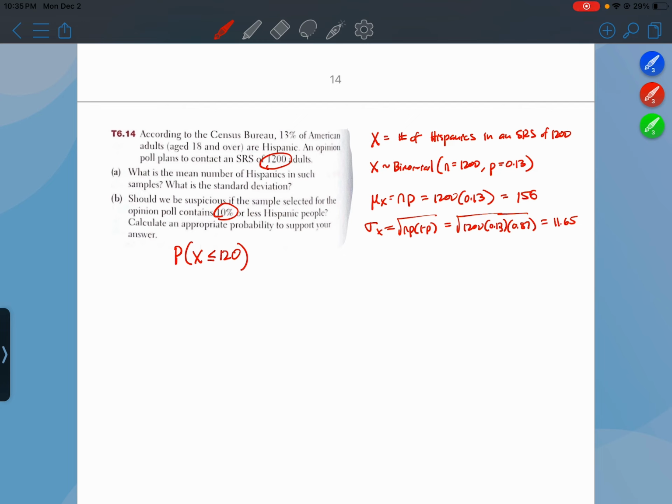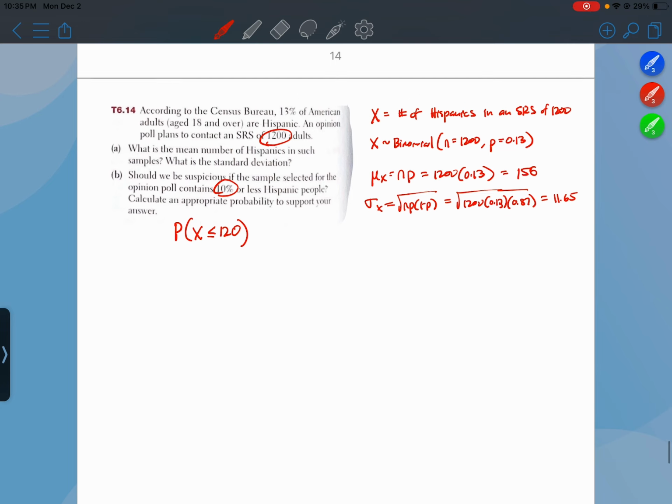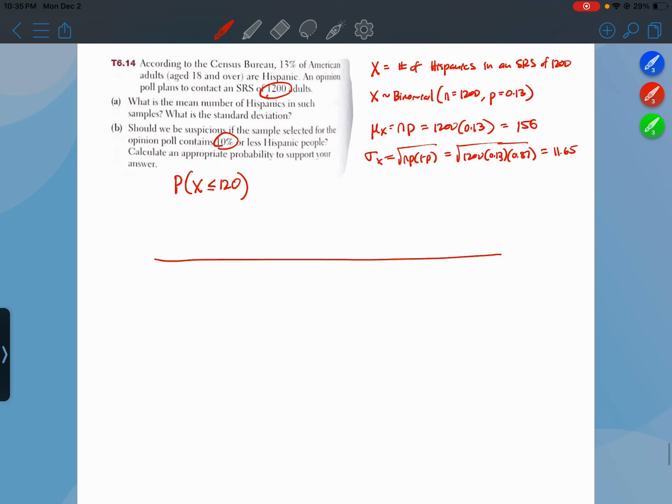Now technically speaking, the way we should calculate this is we should find the probability of getting no Hispanics in the sample plus the probability of getting exactly one Hispanic, et cetera, all the way to the probability of getting exactly 120 Hispanics. But that's a lot of probabilities to calculate, and then we have to add it all up. So we're going to take a different approach here, which is to think about the probability distribution.